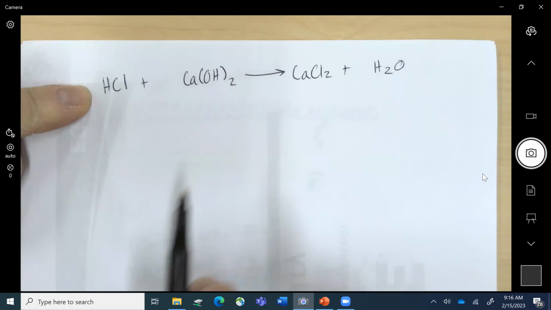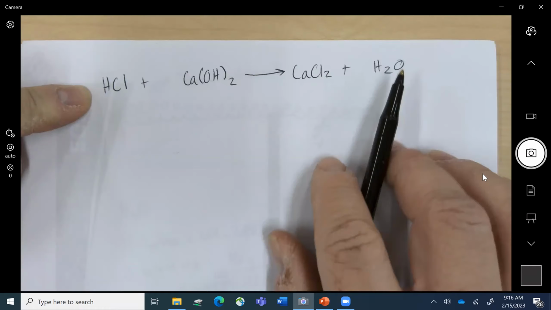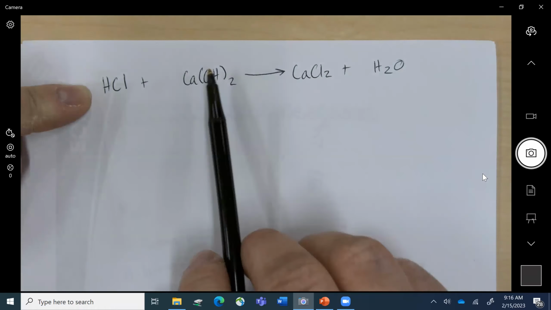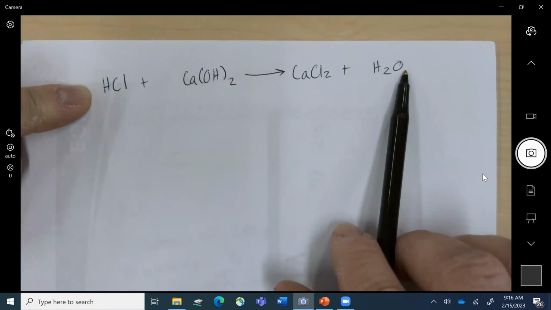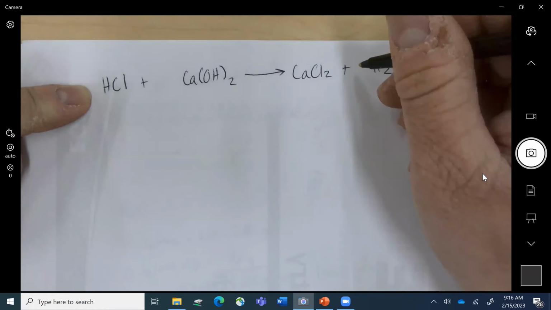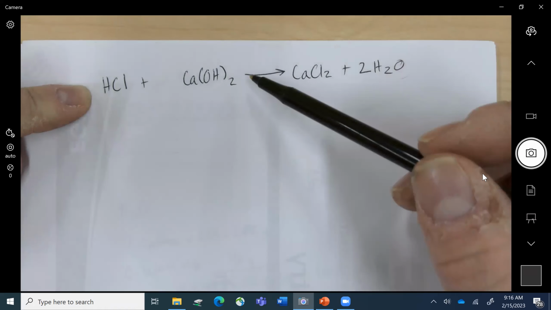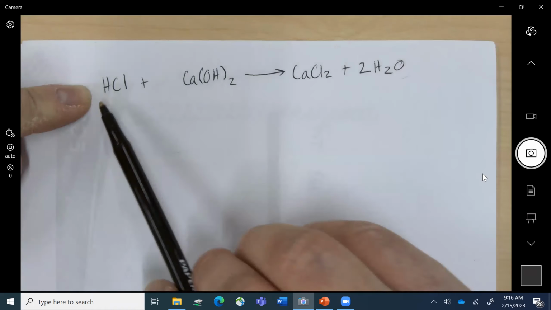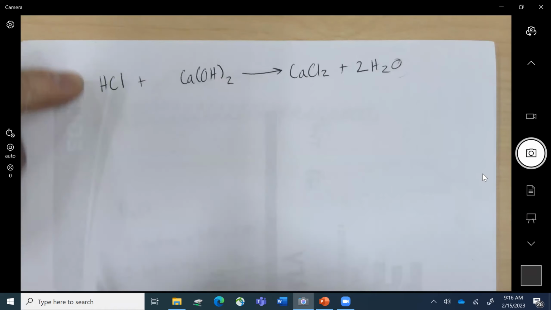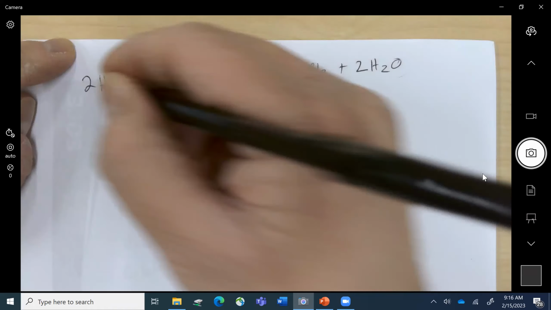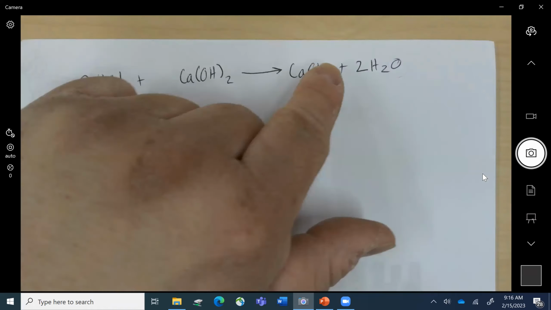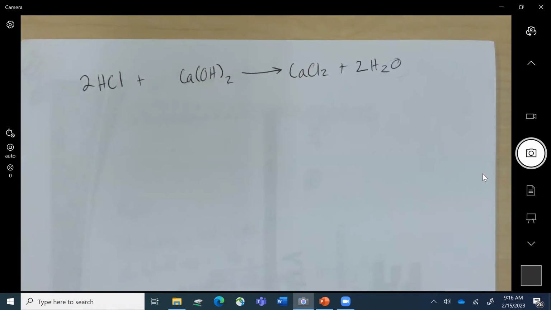So hydroxide combines to form water. I have 2 oxygen here, I have 1 there, so I put a 2 to give me 2 oxygen here. Now I go to hydrogen. I have 4, so I have 2, and I only have 1 here, so I need to make that 2. Now I have 2 Cls and I have 2 Cls. Okay, so that equation is balanced.